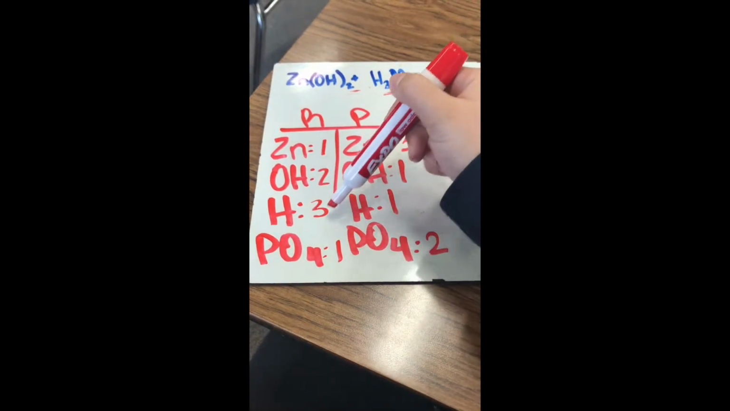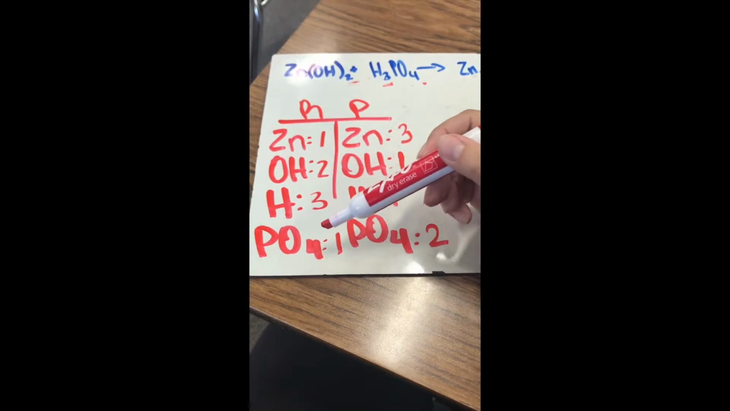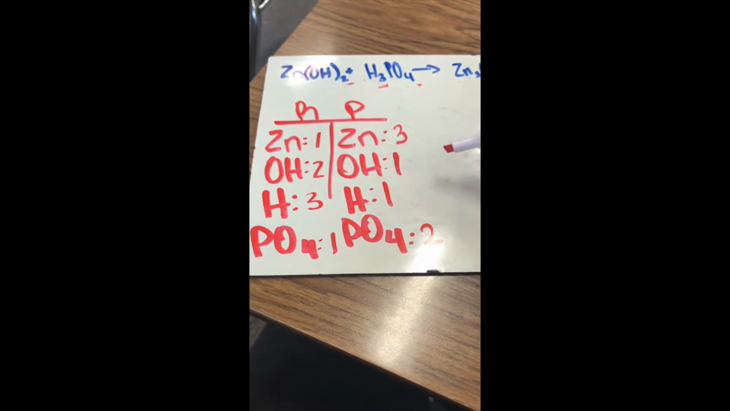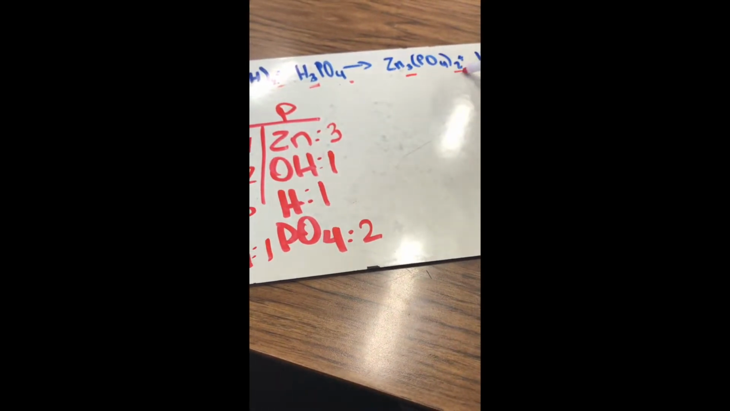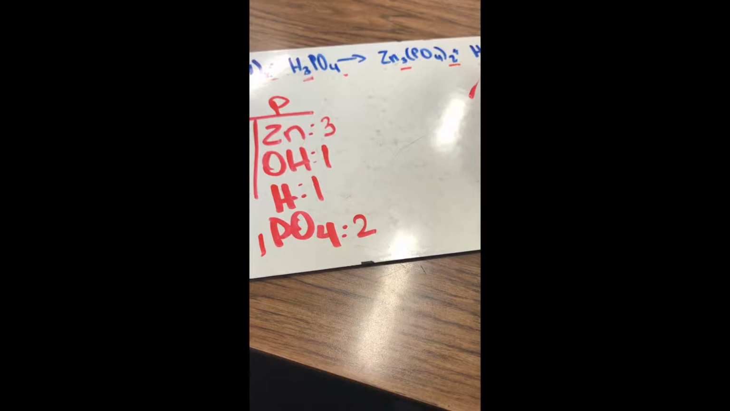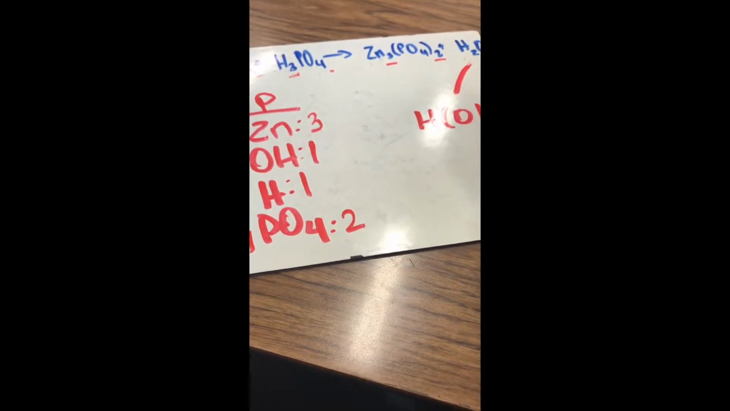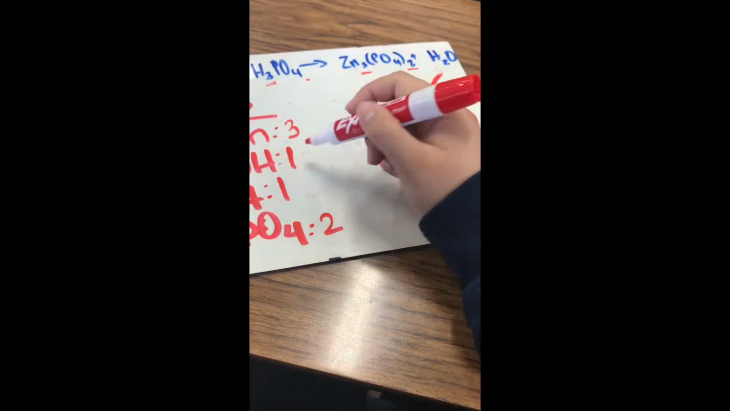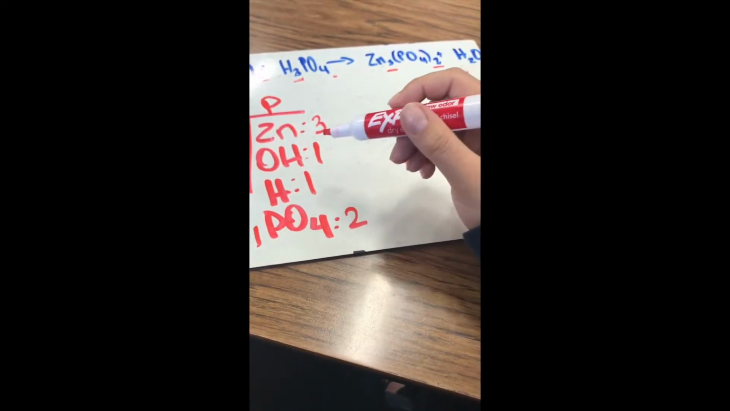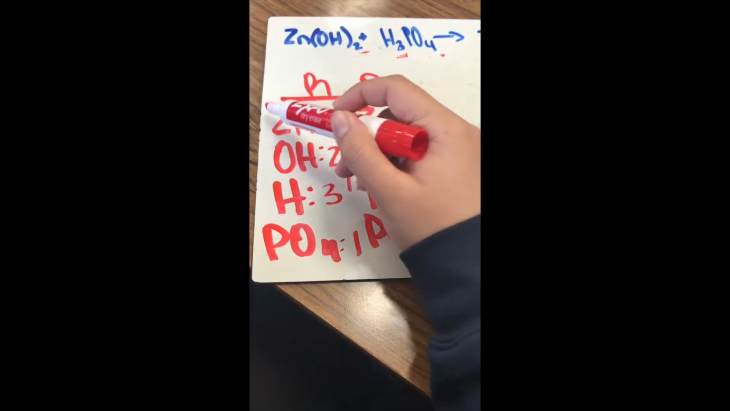So we have zinc, we have hydroxide, hydrogen, and phosphate. So right now I am just writing down how many or how much of each element there is. And for the H2O, I'm going to write it as HOH because it's easier to work with. So here you can see on the product side, I wrote that there is 1 of hydroxide and 1 of hydrogen. So I'm just going to balance the equation.